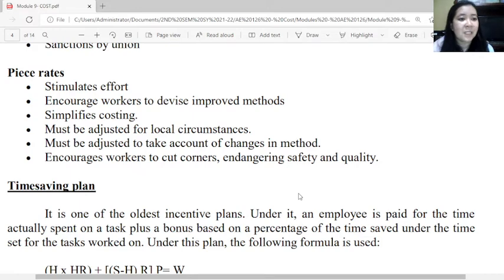It stimulates the effort as mentioned earlier. It will encourage the worker to devise improved methods to hasten the work and to make it more productive. It also simplifies the costing because the wages and salaries will be based on the number of pieces that were produced. This must be adjusted to take account of changes in the method as well, and it will encourage workers to cut corners, endangering safety and quality. So those are for the piece rates.